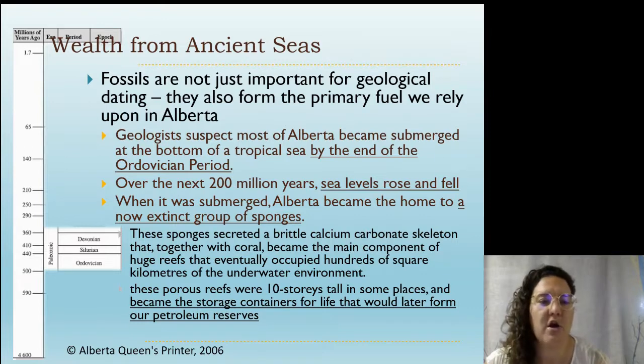So fossils are not just important for geological dating, but they also form the primary fuel we rely on in Alberta. So geologists suspect most of Alberta became submerged at the bottom of a tropical sea by the end of the Ordovician period. Over the next 200 million years, sea levels rose and fell. But when it was submerged, Alberta became home to a now extinct group of sponges. Now, these sponges secreted a brittle calcium carbonate skeleton that, together with the coral, became the component for reefs that occupied hundreds of square kilometers of the underwater environment.